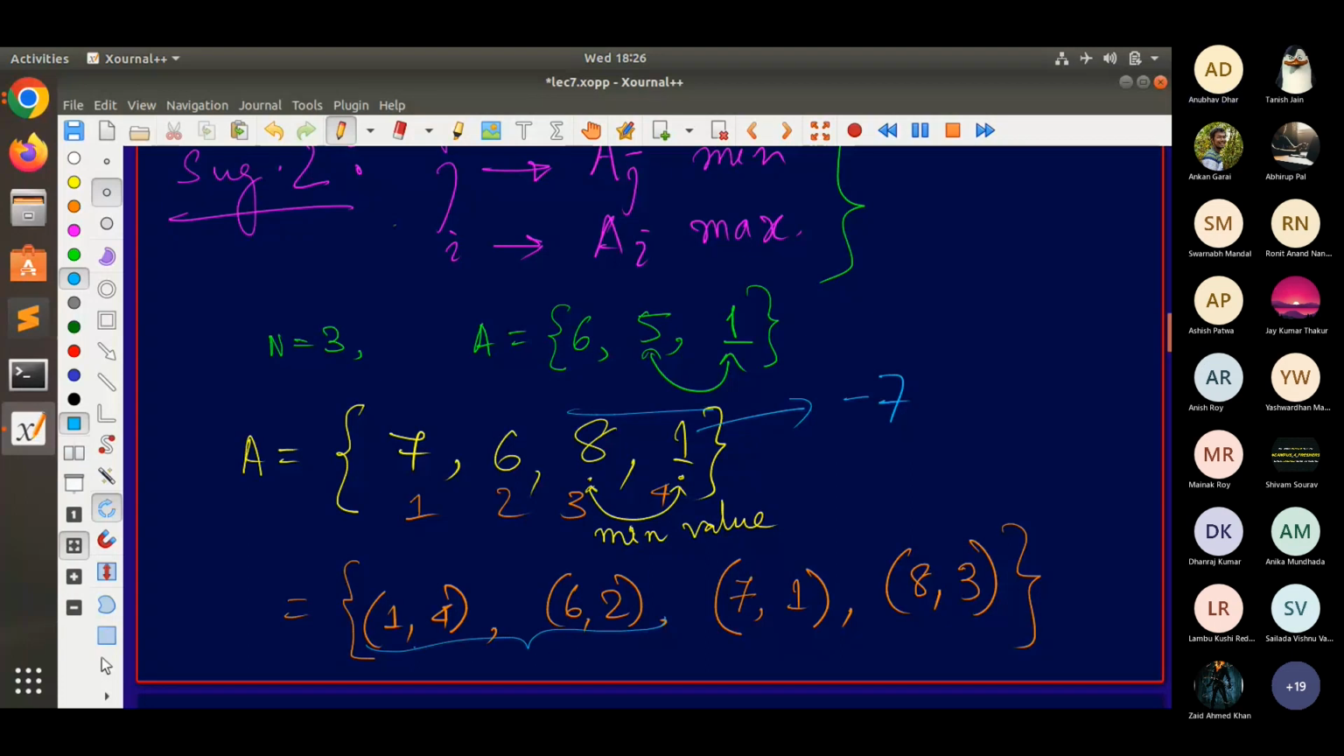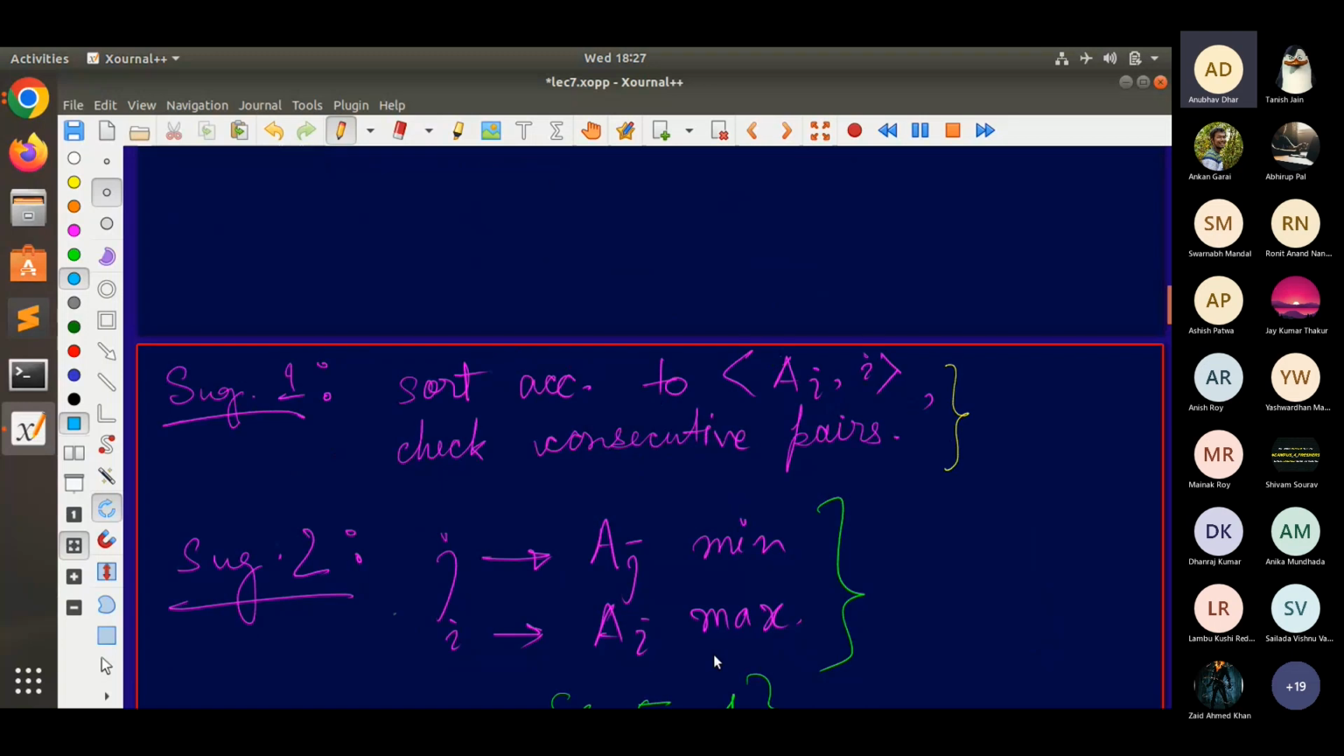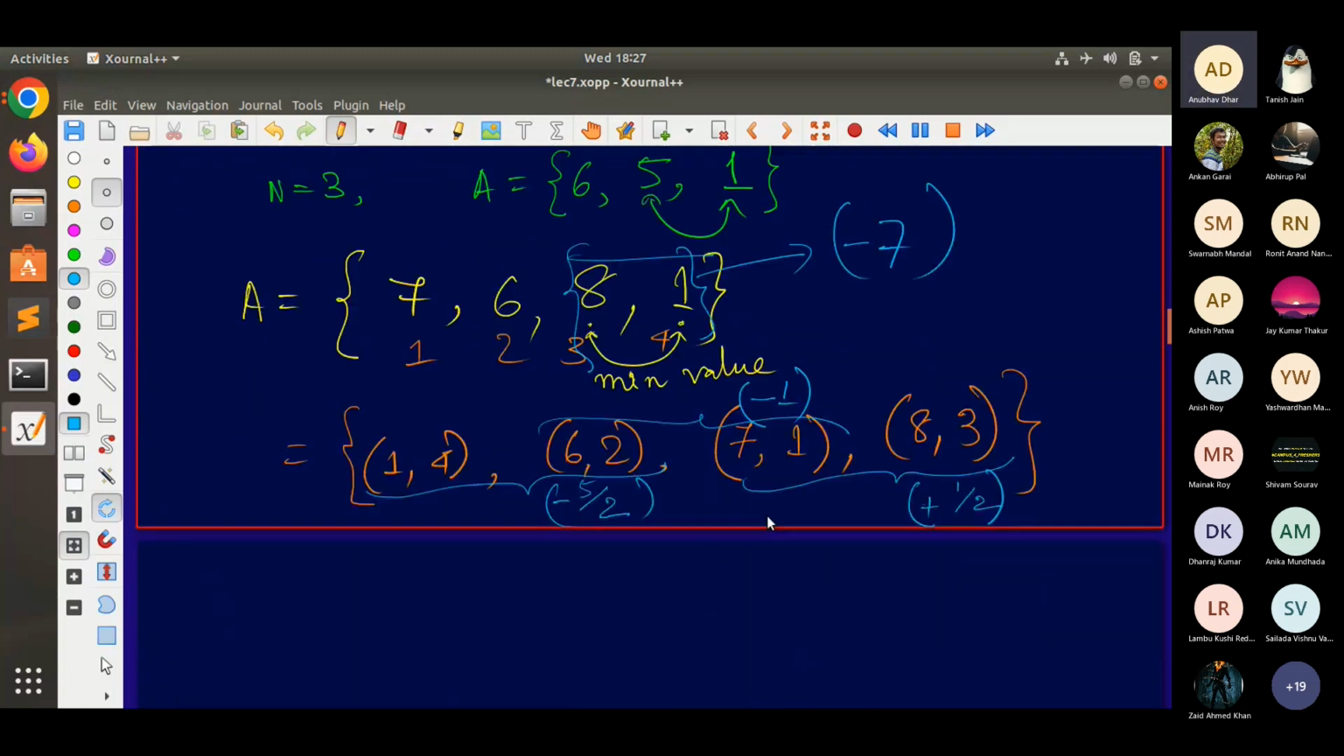So this gives minus, wait, so it's these two. This is -1, I guess. These two, I guess, is minus half, right? Or plus half. Sorry. Okay. Yeah, so I think we got a counterexample. So this particular pair gives you -7. This gives you +1, plus half, and this gives you -1. So no consecutive pairs in the sorted array would work. Is that clear, or do you have any problems regarding this?